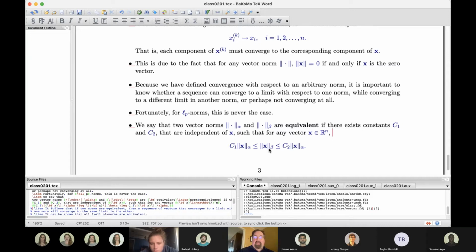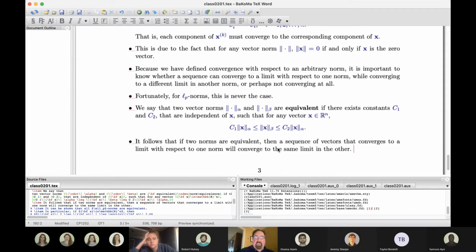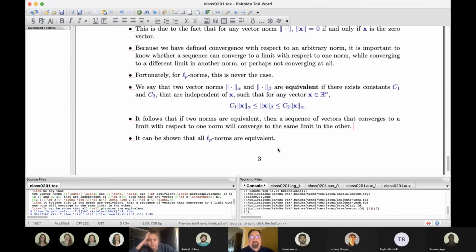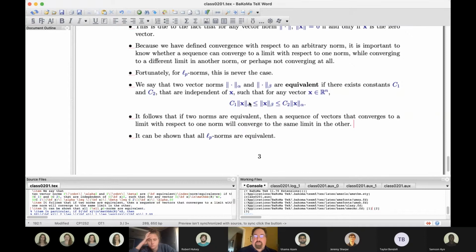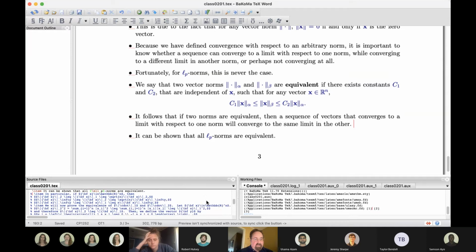So that way, if we have a sequence of vectors that's converging to 0 in the beta norm, for instance, it must converge to 0 in the alpha norm also. It's basically the application of a squeeze theorem. So all p norms, one norm, two norm, infinity norm, any other p norms, are all equivalent.